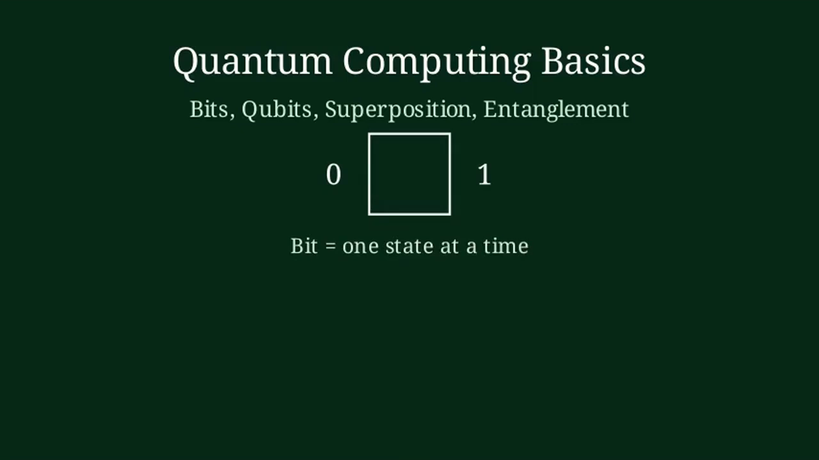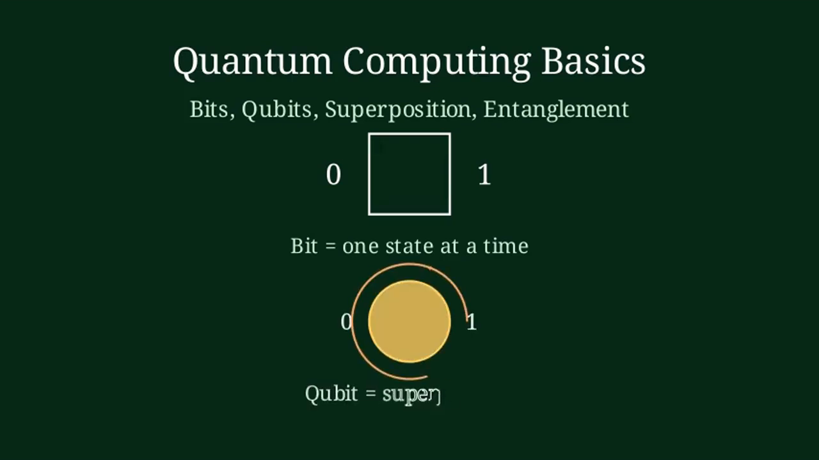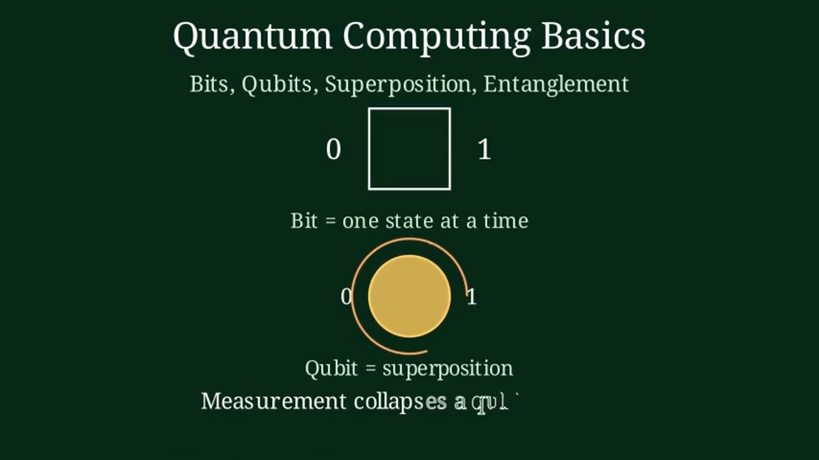A qubit is different. A qubit can be 0, 1, or both at the same time. We call this superposition. Imagine a coin spinning on a table. While it spins, it is like both heads and tails. When we measure a qubit, the spinning stops. The qubit collapses into a definite 0 or 1. That moment of spinning is where the quantum computer scores many answers at once.